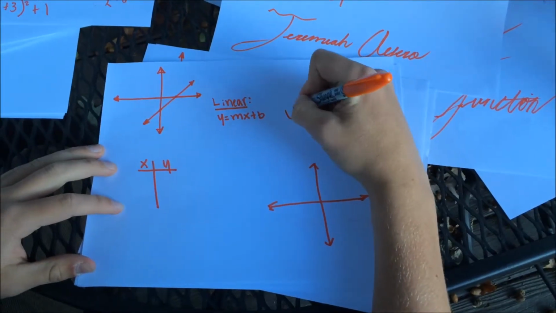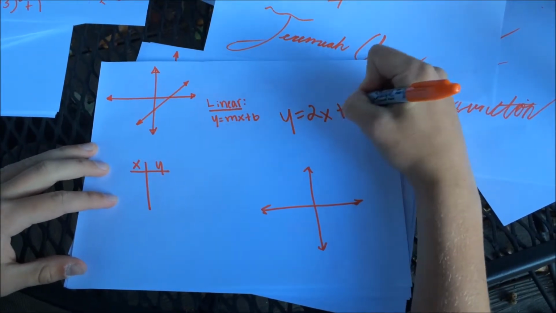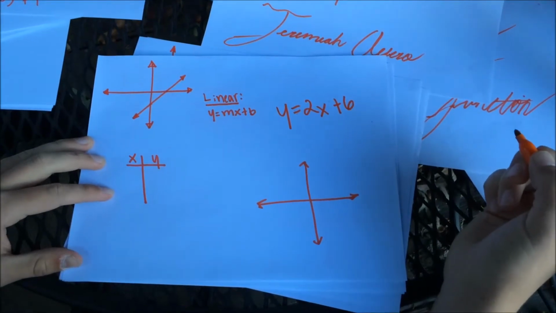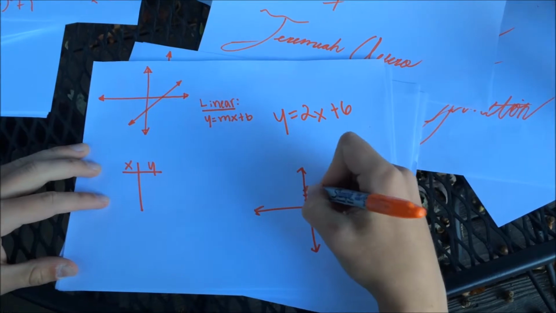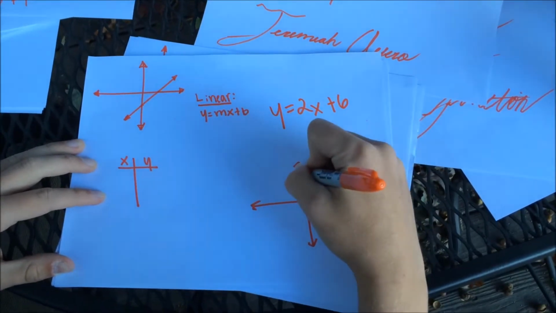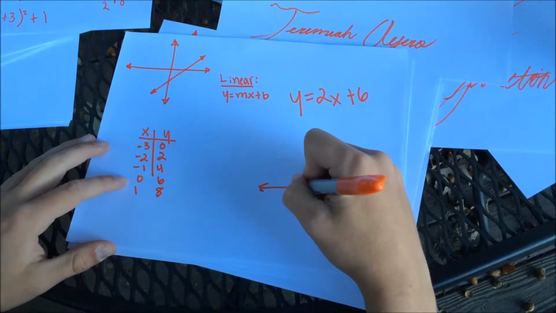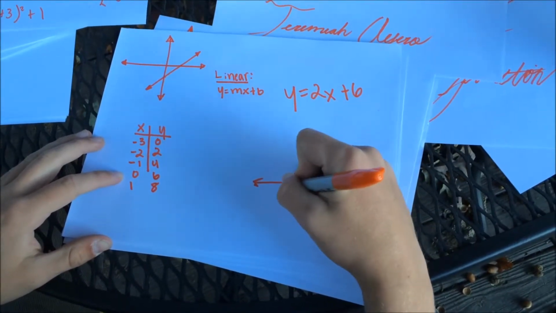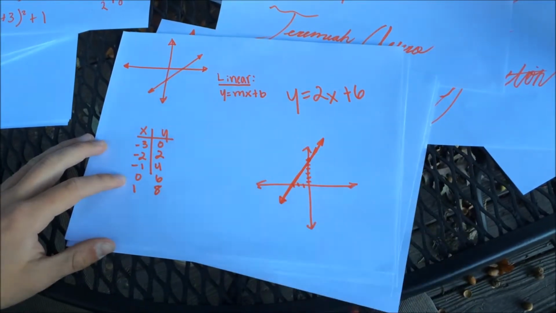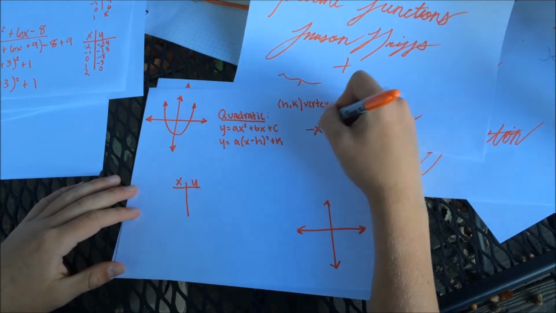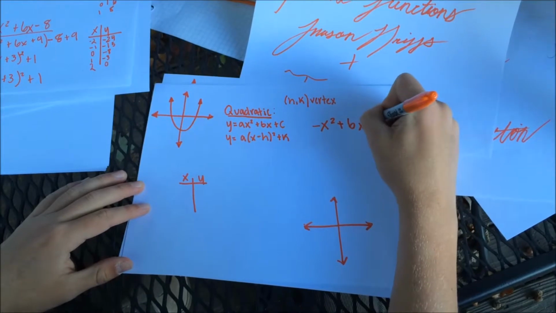To graph a linear equation, you'll be using the equation y equals mx plus b, where m is your slope and b is your y-intercept. Now a y-intercept, in case you don't know, is when your x value equals 0, and an x-intercept is when your y equals 0. And so for this example in particular, you'll start off by graphing your intercepts. Your y-intercept will be 6, and then your x-intercept will be -3, and then you'll connect them and draw a continuous line.